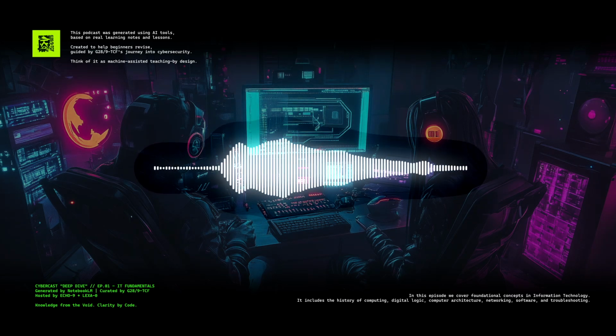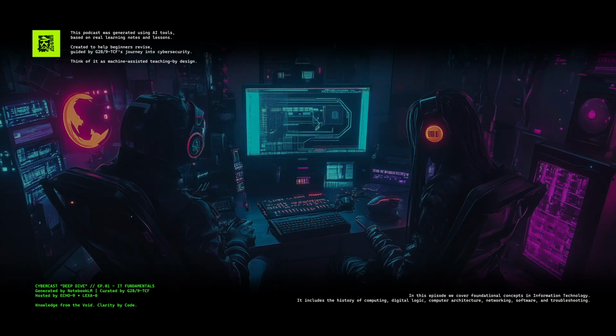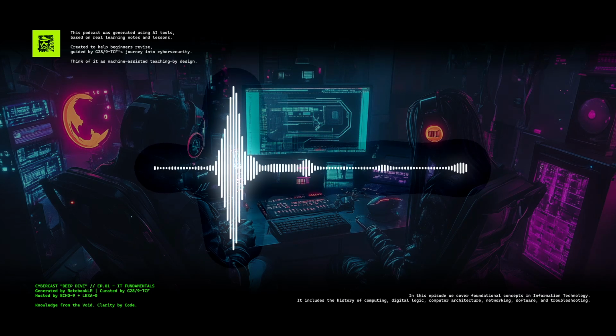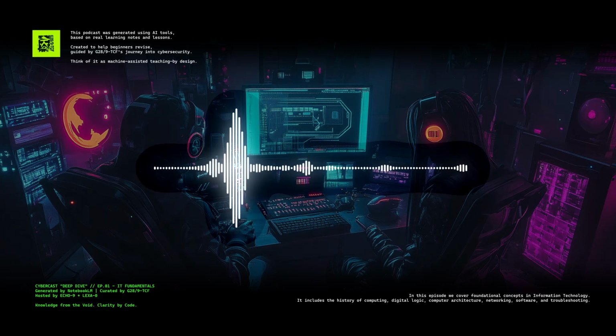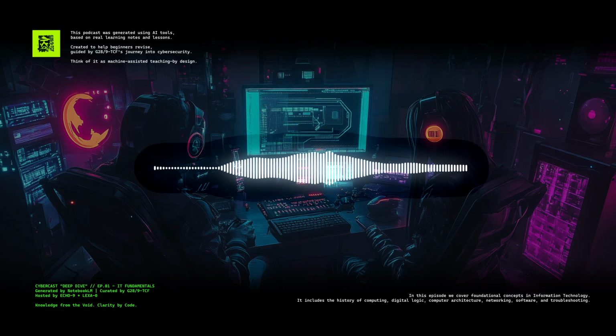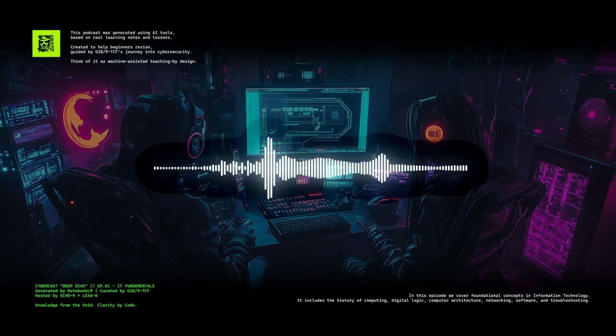Last big topic, troubleshooting. The art of fixing things. Essential skill. Diagnosing, resolving issues, technical problems, user problems. It's constant in IT. And the big mistake is fixing before diagnosing. Exactly. Jumping to solutions without understanding the actual problem. Treating symptoms, not the cause.